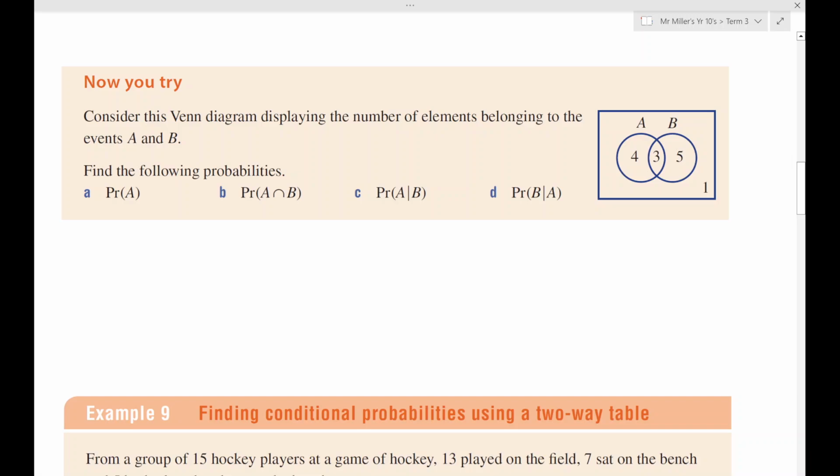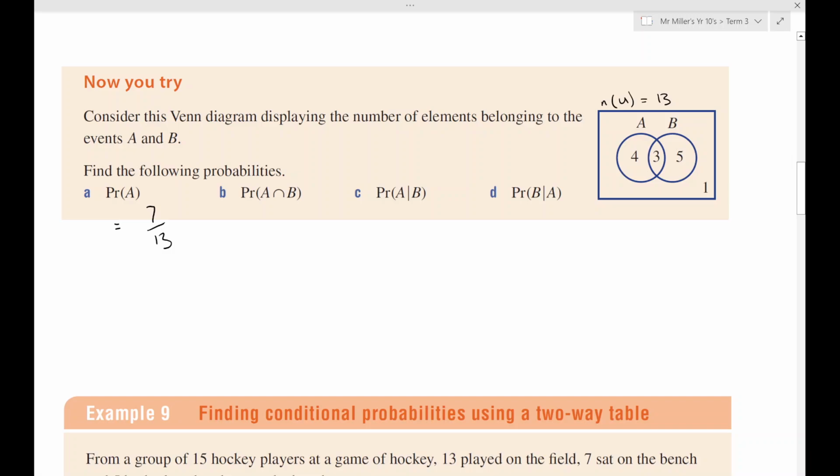First of all, probability of A. Well, first we need to know the number of elements in the sample space. So that's going to be 4 plus 3 plus 5 plus 1. That's going to be 13 altogether. So out of those 13 options, we're going to have 4 plus 3 that are A. So 7 out of those 13 options are A.